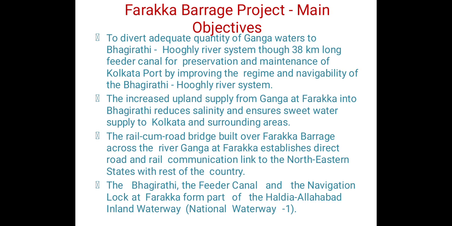The rail-cum-road bridge built over Farakka Barrage across the river Ganga at Farakka establishes a direct road and rail communication link to the northeastern states with the rest of the country. The Bhagirathi, the feeder canal and the navigation lock at Farakka form part of the Haldia-Allahabad Inland Waterway. In other words, we can say National Waterway 1.